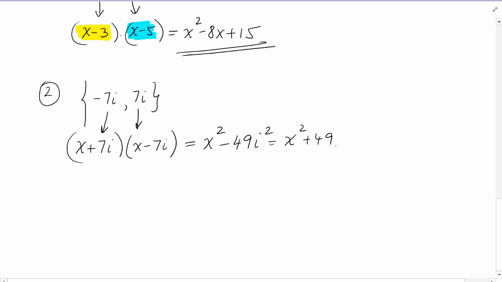This is an interesting example because it's actually telling us that you can factor x squared plus 49, but only in complex numbers. I hope this helps.